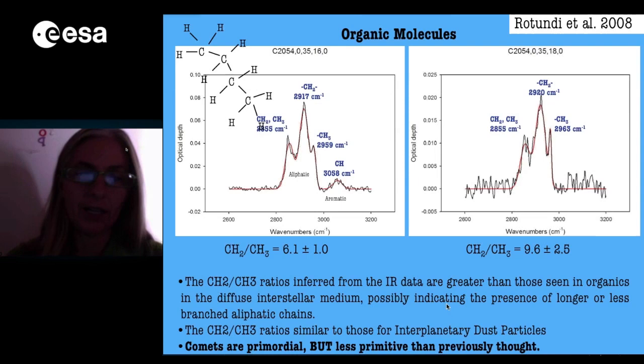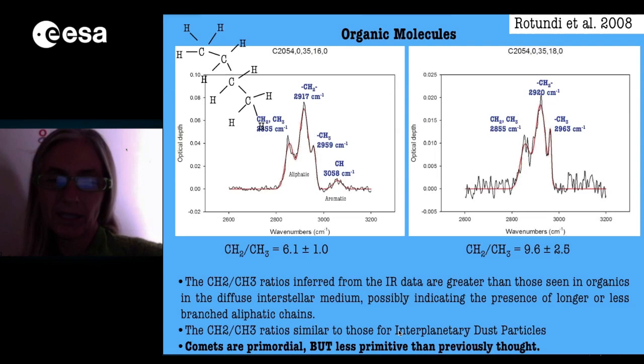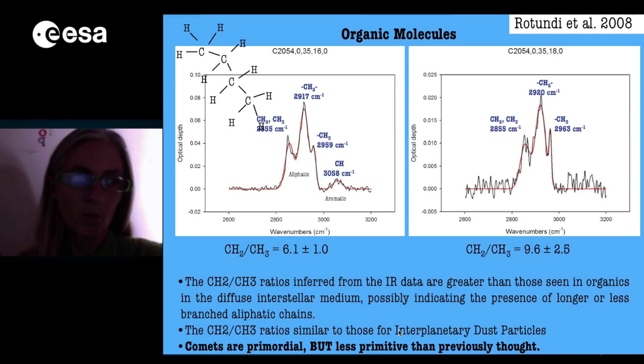This is one of the items that led the preliminary examination team to conclude that comets are mainly primordial and less primitive. So what is found is something which is close to the solar nebula, but not so much to the interstellar component.